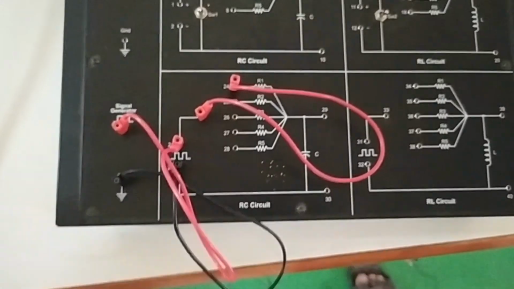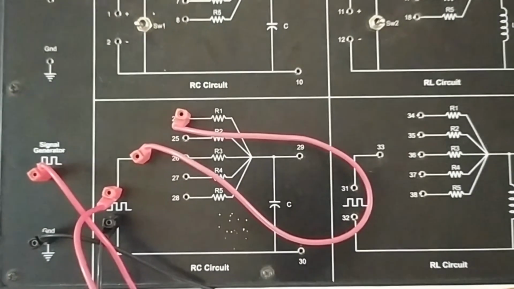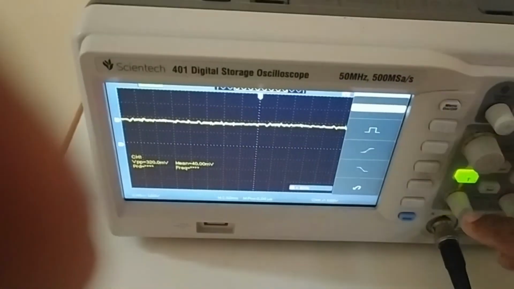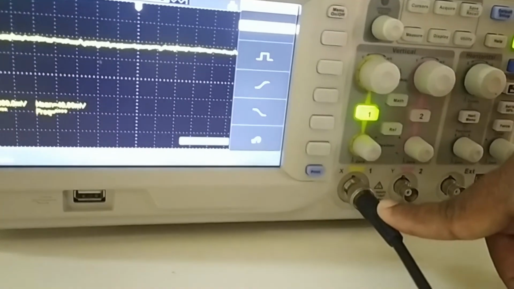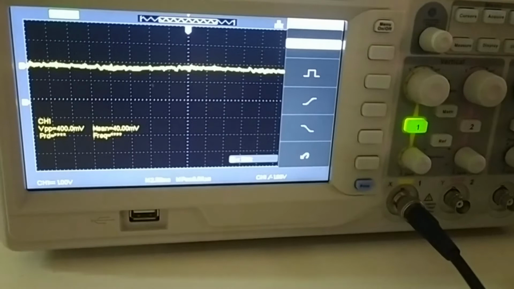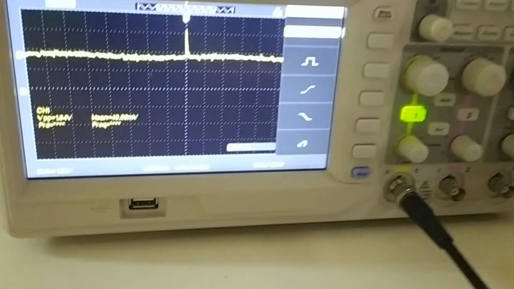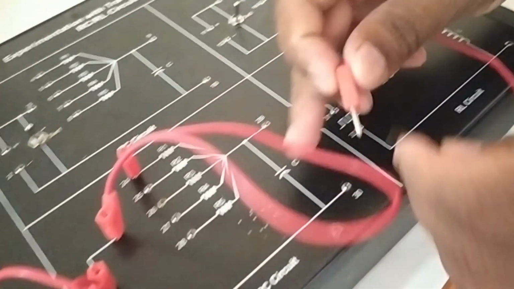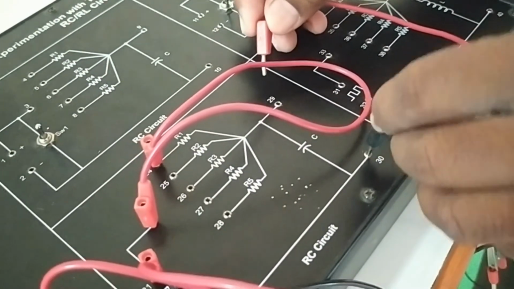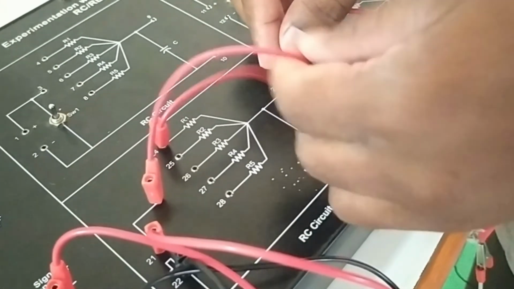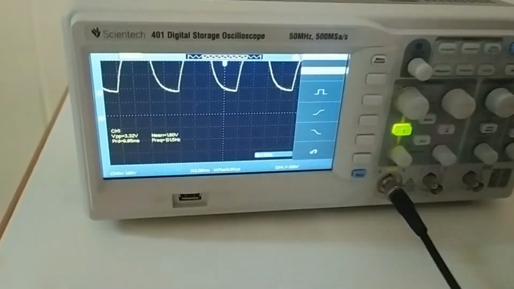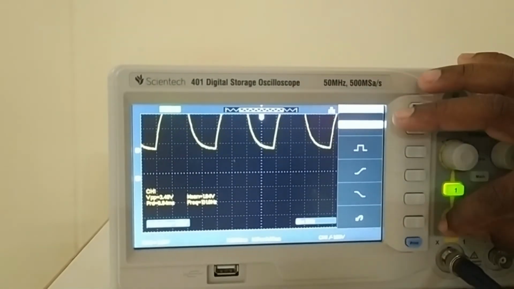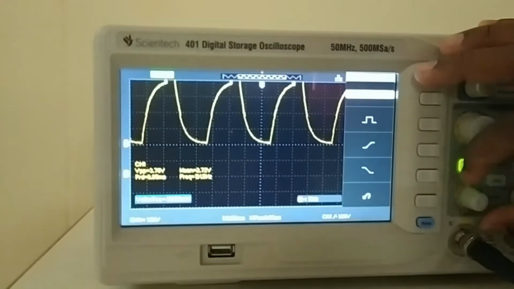In order to observe the variation in the voltage across the capacitor, I am using a digital oscilloscope. This is the digital oscilloscope. I am considering channel 1, so we can observe the variation in the voltage across the capacitor. Now I am connecting the CRO probes to the capacitor terminals. Now switch on the power supply in the trainer kit. We can clearly observe the variation in the voltage across the capacitor, that is Vc.